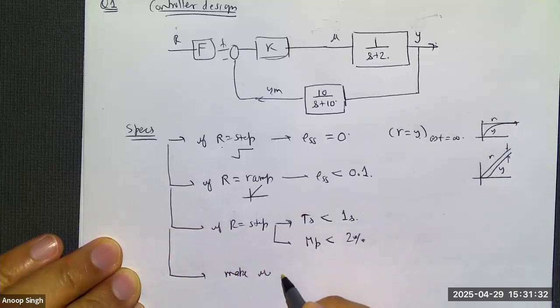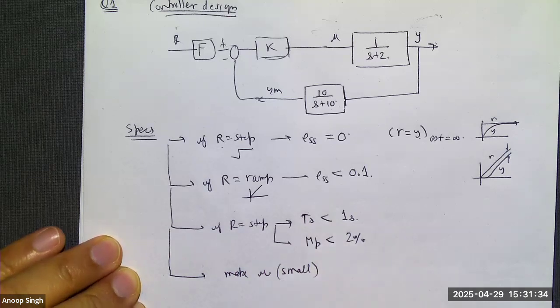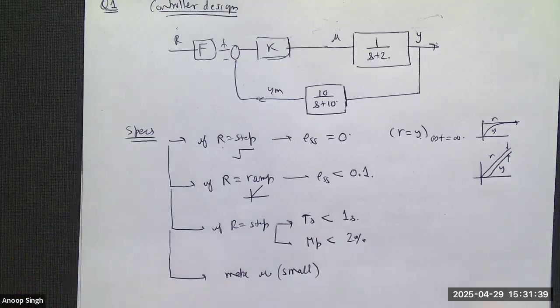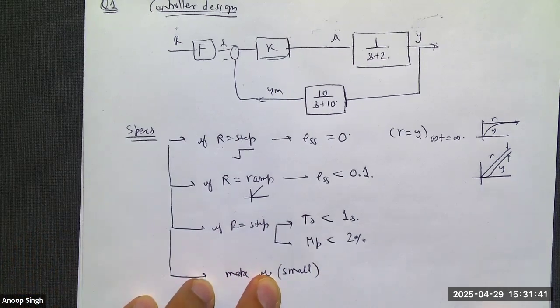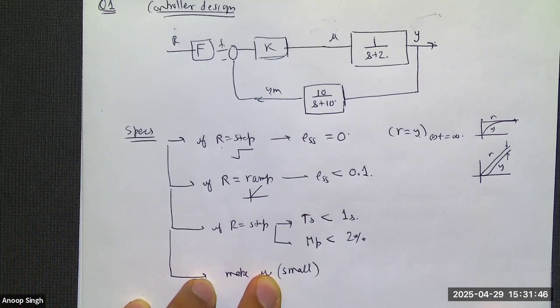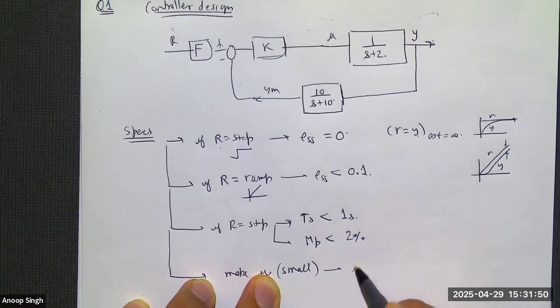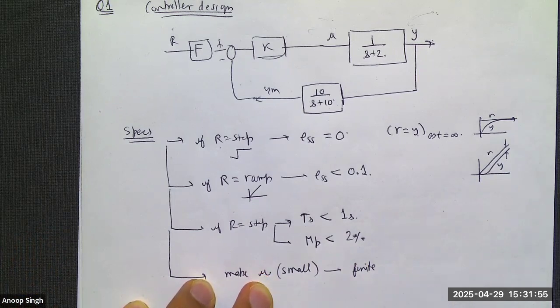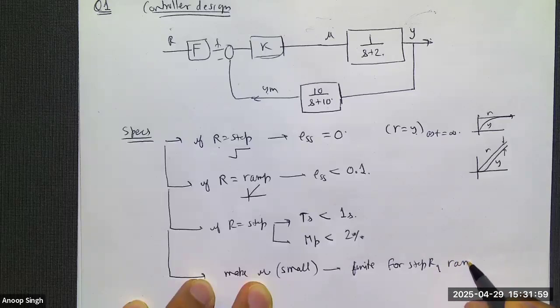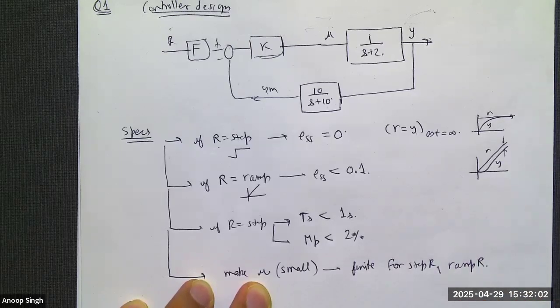So make the U small. Now making the U small, there is no formula for it. We typically have to experiment with MATLAB. So I can't ask you in the exam, can you please make the U less than 8? That would be too hard for you to do by hand in the exam. So the only thing I can ask in the exam is, I don't know, make it finite. So make sure the U is finite for step reference command and the ramp reference command. So those are our specifications.